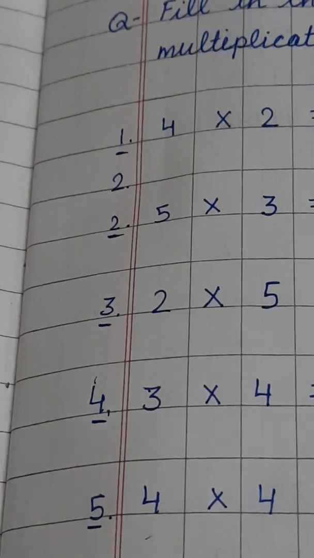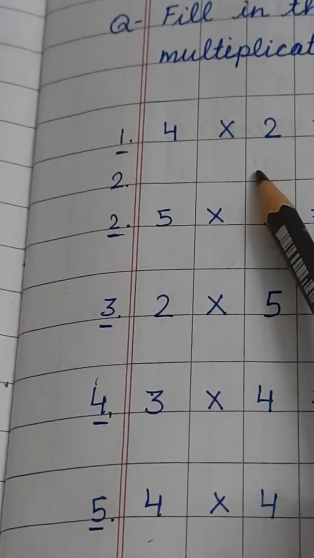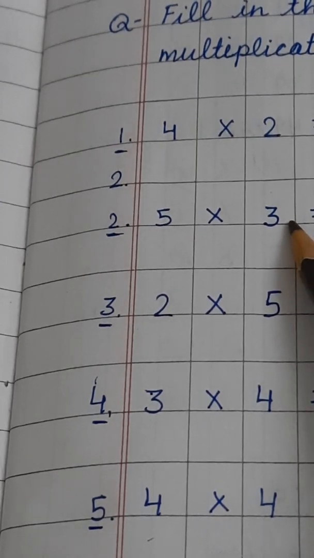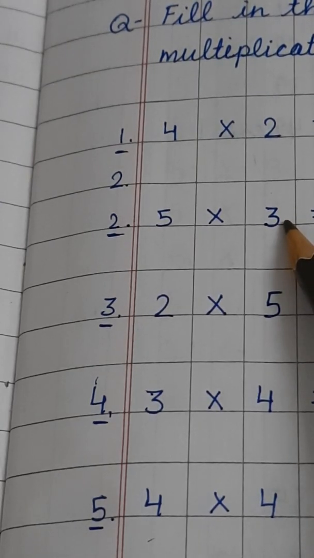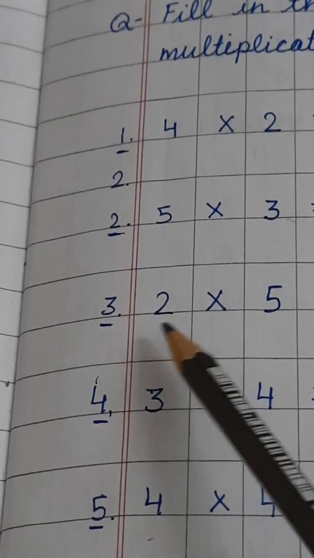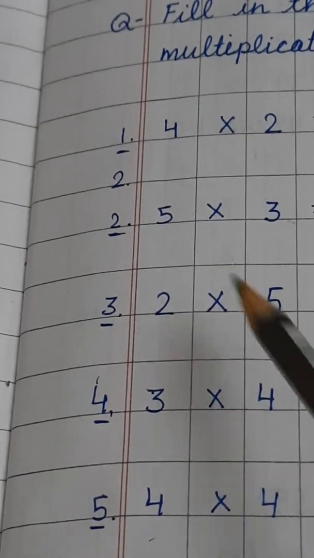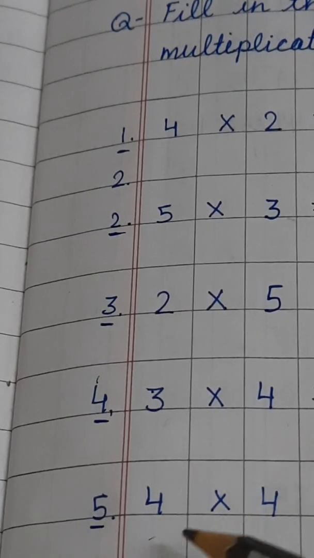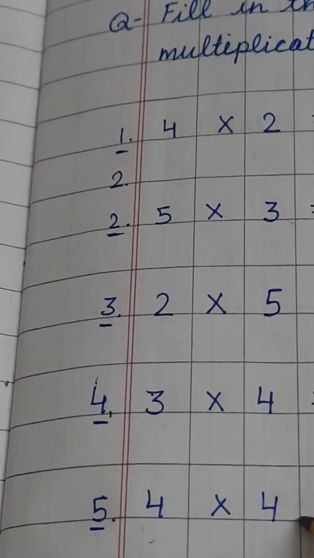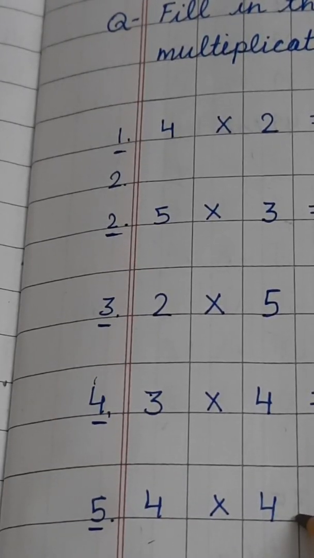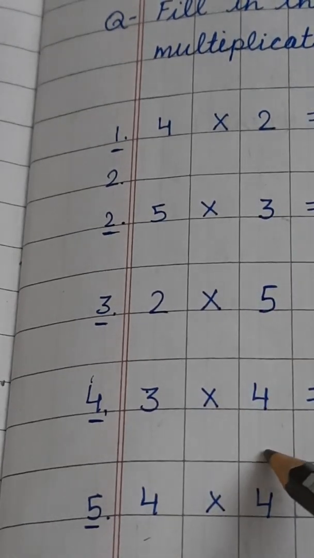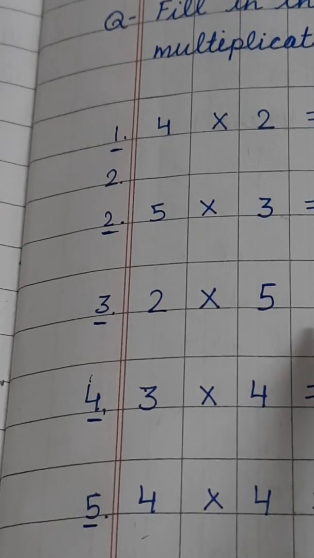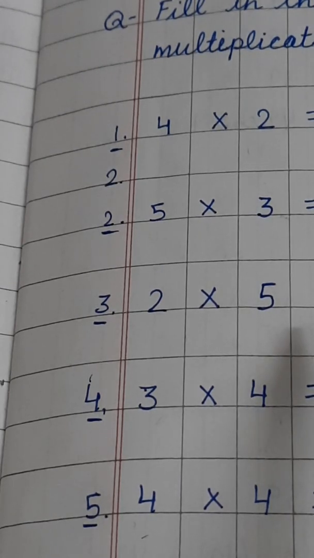Now children, please speak the answer. Okay, 4 2 are 8. Very good. 5 3 are 15. Very nice. 2 5 are 10. 3 4 are 12. 4 4 are 16. तो चिल्ड्रन, ये जिस भी तरह से मैं आपसे बीच में से उठा के, मतलब जो आपको ये टेबल्स मैं आपसे पूछ रही हूँ, यही होती है डॉडजिंग टेबल.